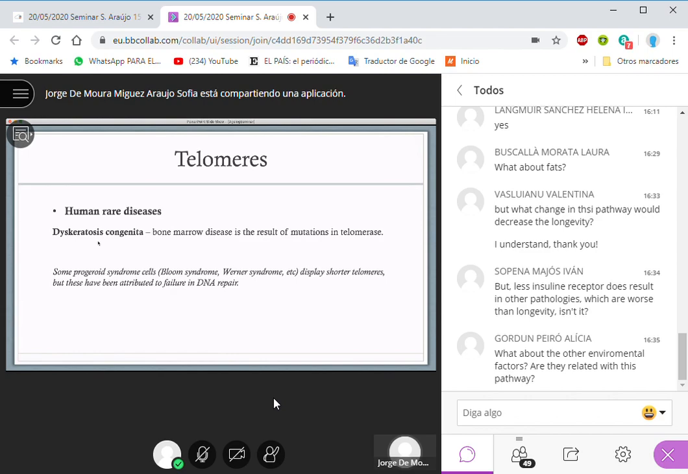Mutations in telomerase are implicated, of course, in not being able to maintain the telomeres, and therefore these people have shorter telomeres in their cells, but they don't have any progeroid syndrome. They don't have any aging syndromes. We have some progeroid syndrome cells, like the ones with DNA repair defects, that have shorter telomeres, but this has been attributed to the failures in DNA repair and nothing to do with the telomerase.